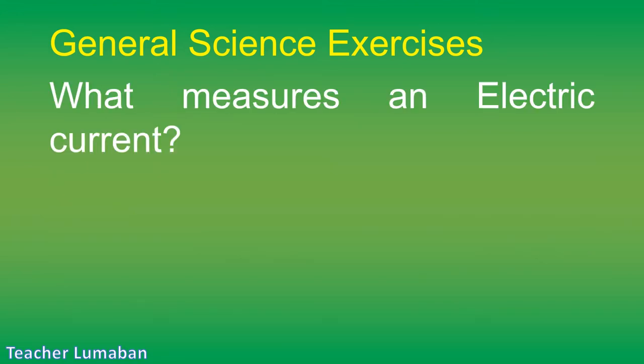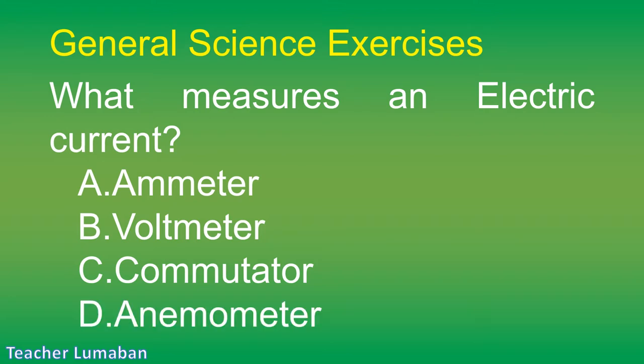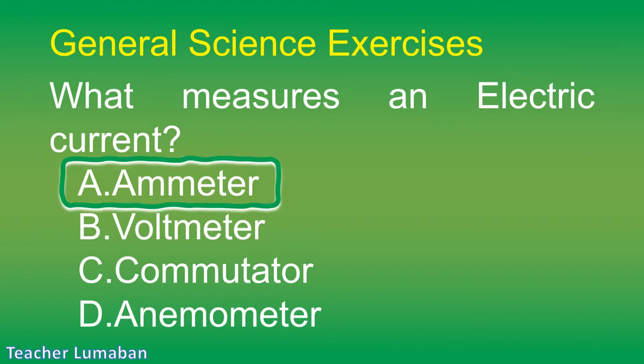What measures an electric current? Letter A, ammeter. Letter B, voltmeter. Letter C, commutator. Letter D, anemometer. Choose the suitable answer to the following choices in 5 seconds. 5, 4, 3, 2, 1. The correct answer is letter A, ammeter.